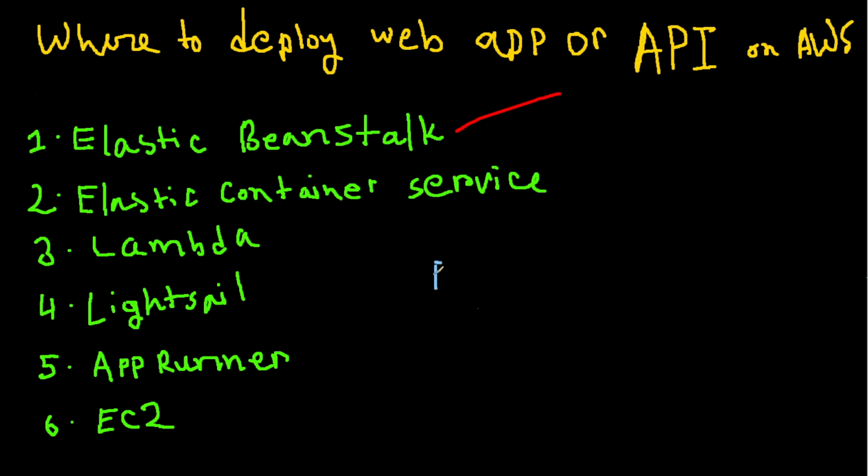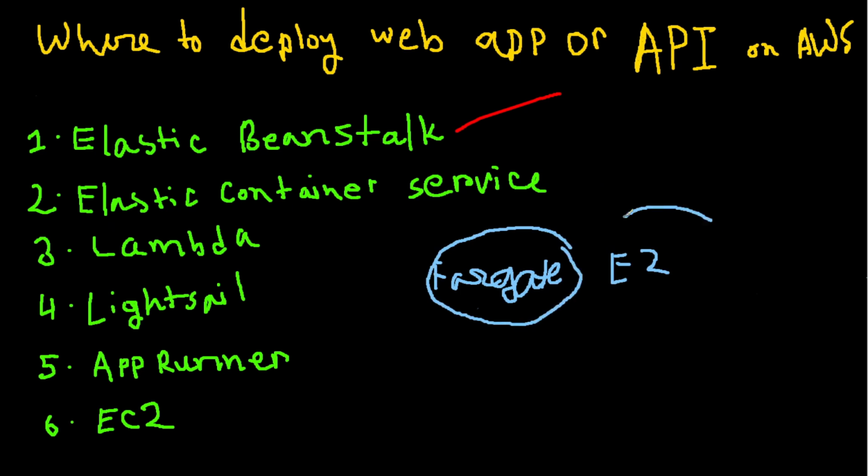One is Fargate, and the other is EC2. So basically, you can deploy your application on the Elastic Container Service in two ways. You can either use Fargate or you can use EC2. I always forget the C there. So now the thing is, which one should I use?